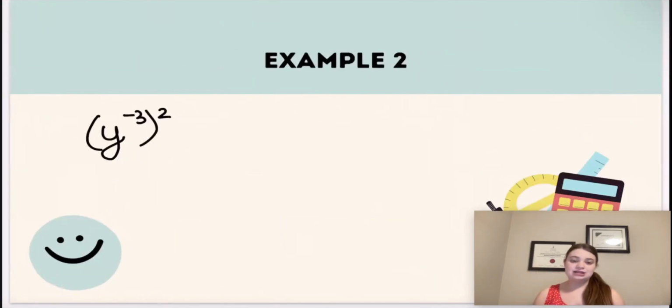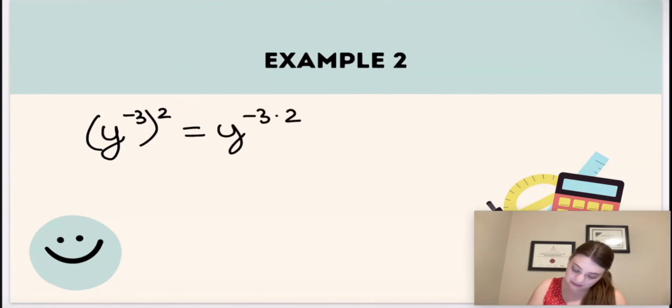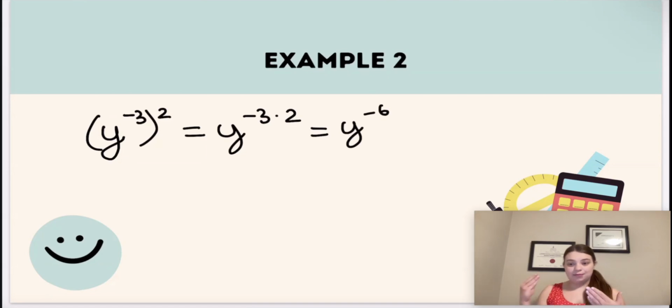What if we have y to the power of negative 3, squared? So again, we should multiply and get y to the power of negative 3 times 2. Now, negative 3 times 2 will be negative 6, because recall that whenever we multiply a negative by a positive, we always get a negative result.